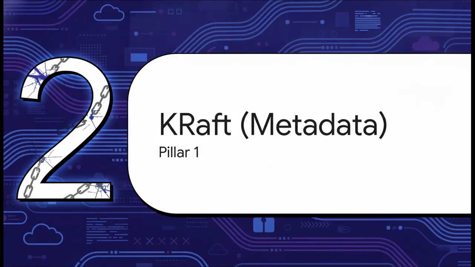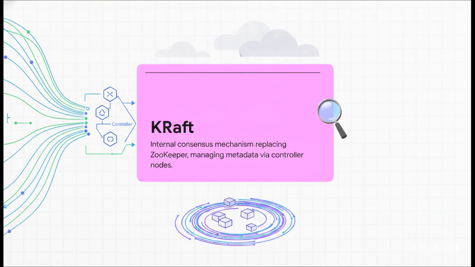Pillar 1, KRaft, and the metadata layer. So here's the massive news. As of Kafka 4.0, ZooKeeper is just entirely gone. The standard is now KRaft, or Kafka Raft. Think of it as Kafka's internal consensus mechanism. Instead of pushing your cluster state out to a separate external ensemble, all your metadata is now managed by a quorum of controller nodes living entirely within the Kafka ecosystem itself. It uses the Raft protocol to ensure strict consistency, completely replacing ZooKeeper.